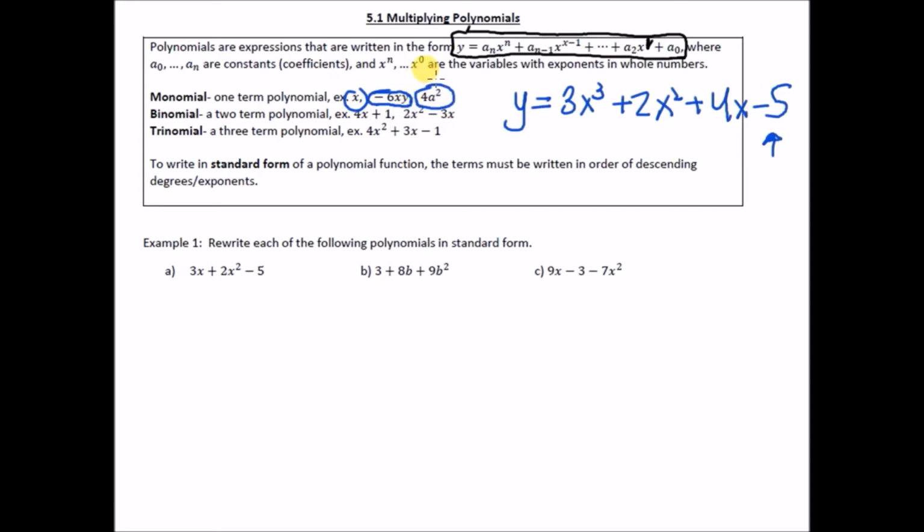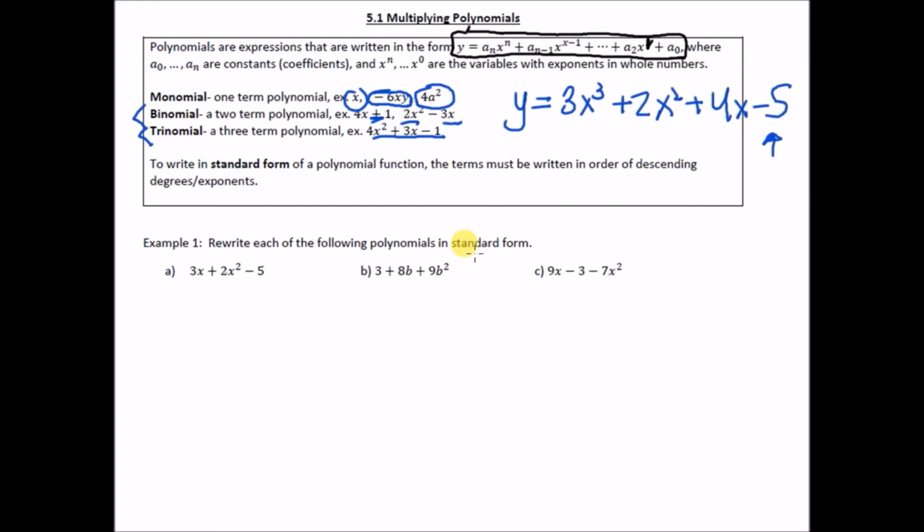Just as a little bit of a review, terms are separated by plus or minus signs. When we take a look at binomials, for x plus 1, x and 1 are both terms and they're separated by an addition sign. 2x squared minus 3x, both of these are terms, again separated by a negative sign this time. And trinomials are 3-term polynomials. An example is 4x squared plus 3x minus 1.